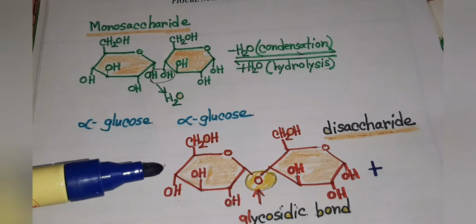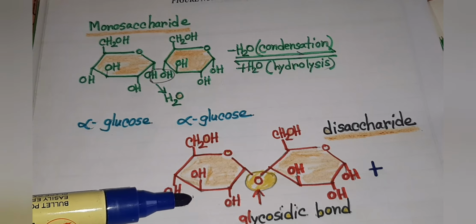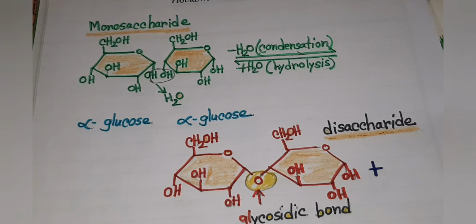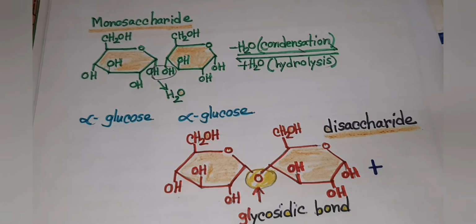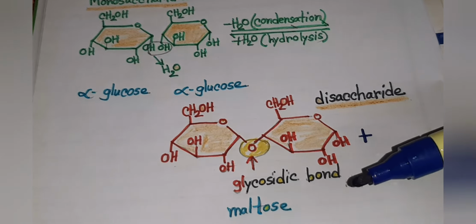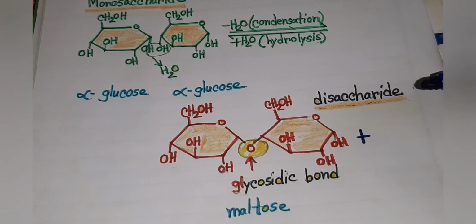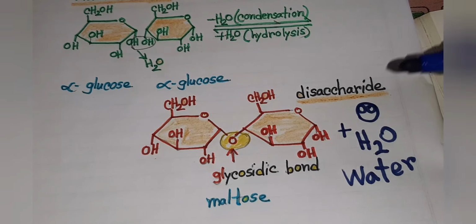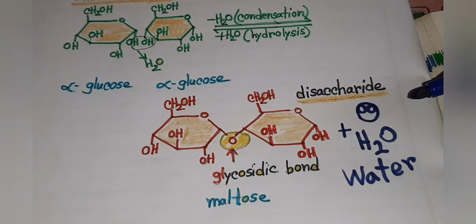So this is a larger molecule, that is a disaccharide. And here is also a glycosidic bond. This is joined together. So this is maltose. So glucose and glucose produce maltose, and also water. So that is the condensation reaction.